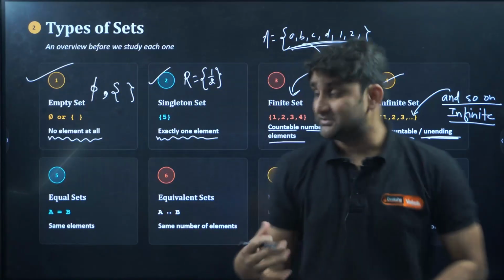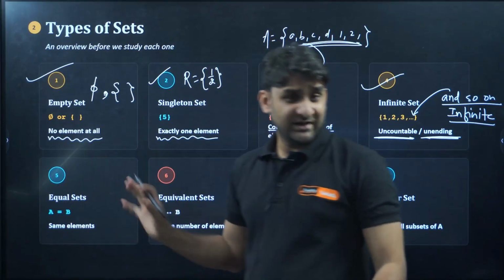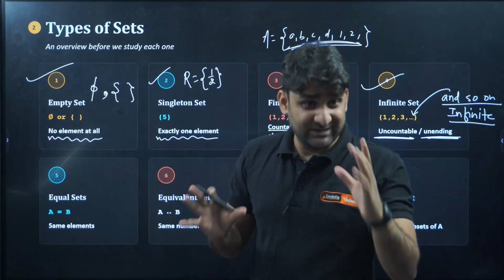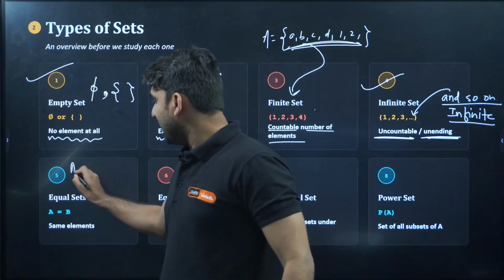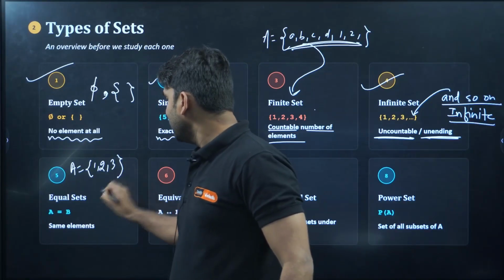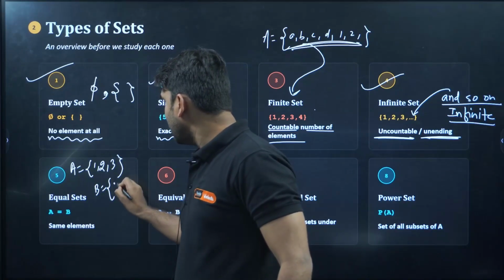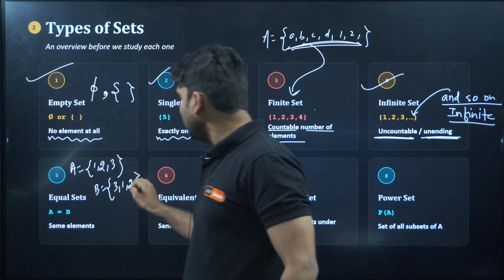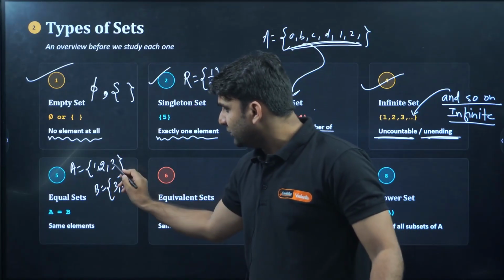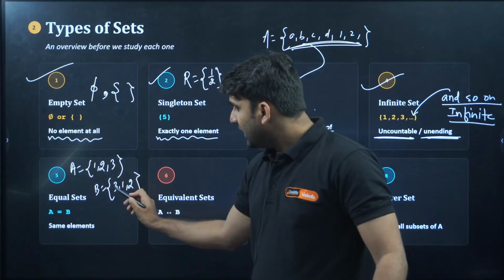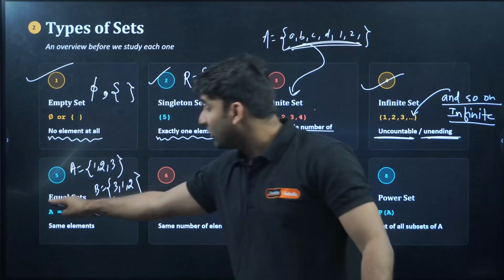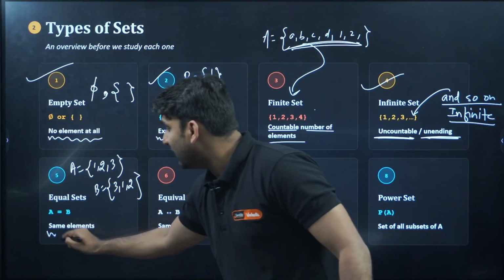What are equal sets? Basically, equal sets means sets which are having the same elements. Same elements, guys, same elements. For example, I have a set A = {1, 2, 3} and I have set B = {3, 1, 2}. It may be in random order, doesn't matter. But 1, 2, 3 are the elements of set A and 1, 2, 3 are elements of set B also. So such sets are called equal sets when the elements are the same.